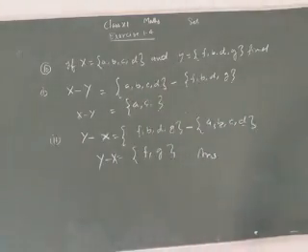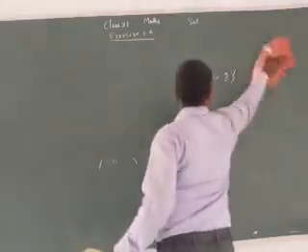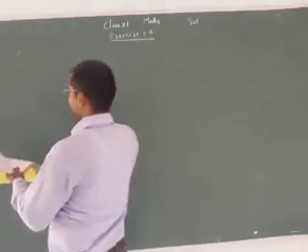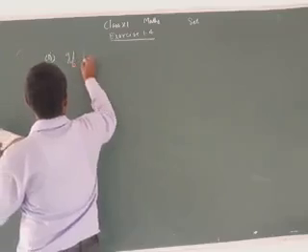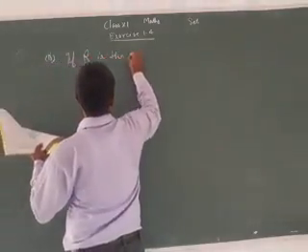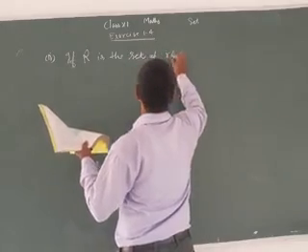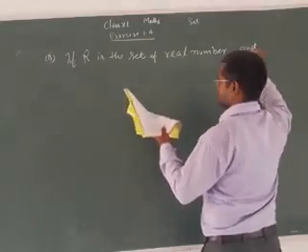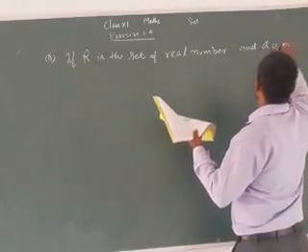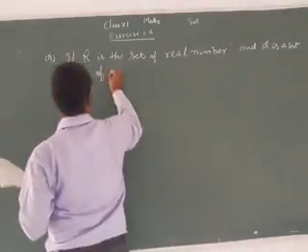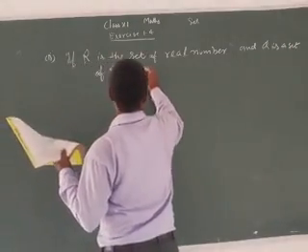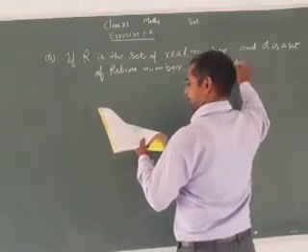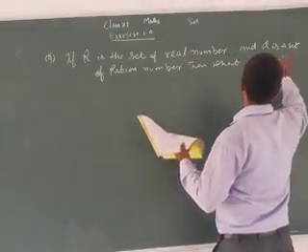And question number 11. If R is the set of real numbers and Q is the set of rational numbers, then what is R minus Q?